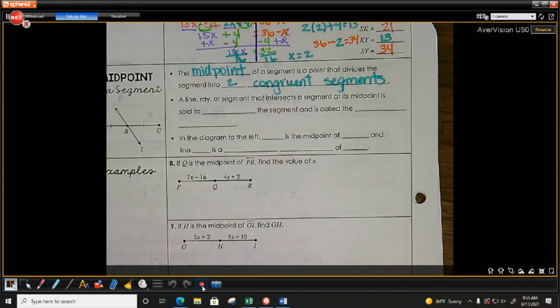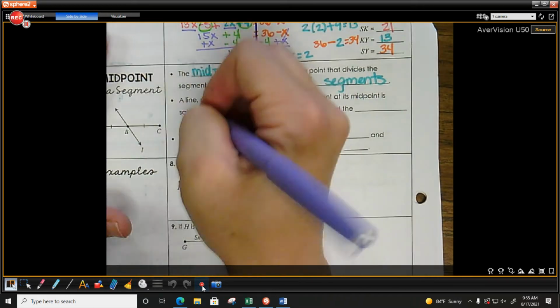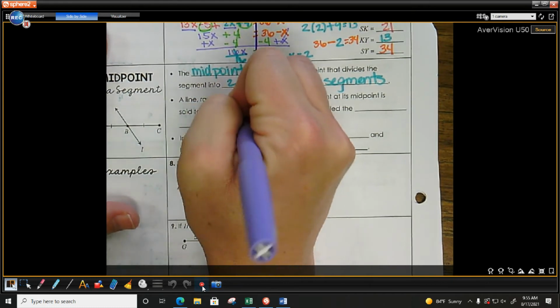Okay? A line, ray, or segment that intersects a segment at its midpoint is said to, if something cuts it in half. Intersect. Okay, so intersect though, I can have like a line that intersects over here. That's not the middle of my segment. If it's in the middle, this is called, it was one of our vocabulary words we did today. Okay, but if it's not necessarily perpendicular, all we said is it cuts it into 2 equal parts. It bisects the segment and is called the segment bisector.